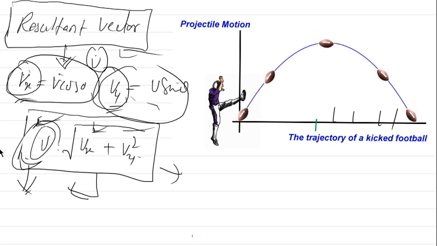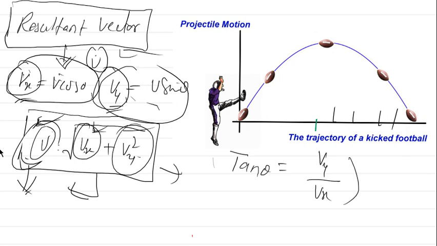We need to know its direction. Without direction, there is no vector quantity. It's again simple. We just take the ratio of the vertical component and the horizontal component with the help of trigonometric ratio. I will explain again in the resolution of vector how we get this equation. Tangent theta is equal to the vertical component over the horizontal component, Vy over Vx.